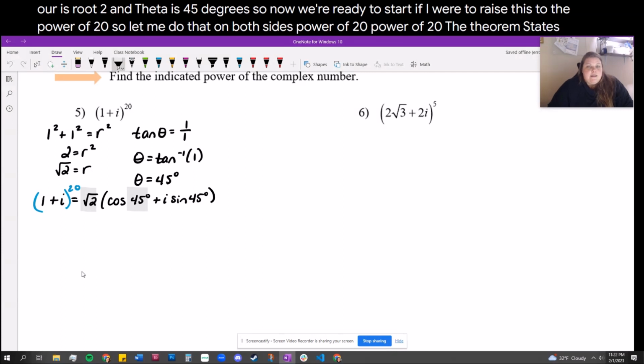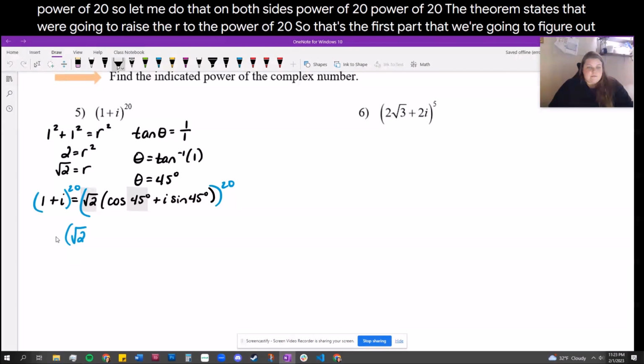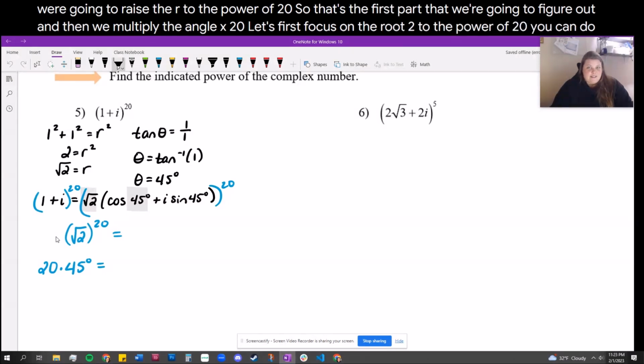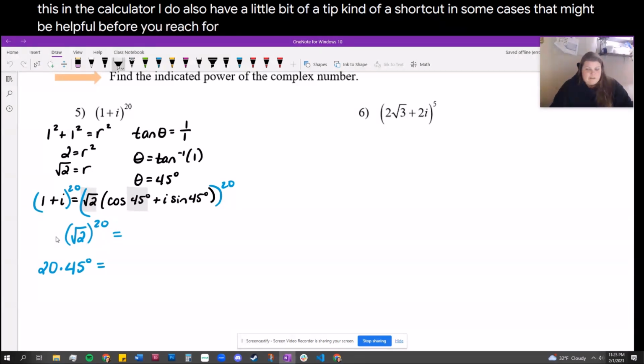The theorem states that we're going to raise the r to the power of 20 and then we multiply the angle times 20. Let's first focus on the root 2 to the power of 20. You can do this in the calculator. I do also have a little bit of a tip, kind of a shortcut in some cases that might be helpful before you reach for a calculator.